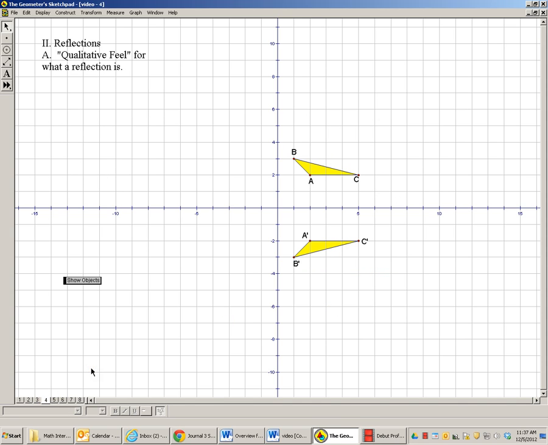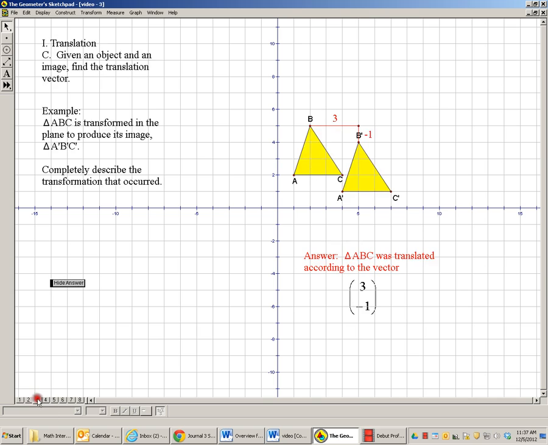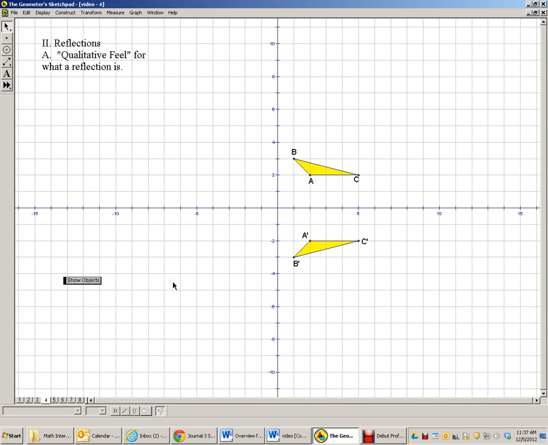Translation should be quite easy. Another option is you might be given a problem where you're given the image and you're given the translation vector, but you're not given the original object, and obviously then you would just reverse the translation vector, right? Because you need to go backwards to get from the image back to the object. So translations are pretty easy, I think. I'll talk about reflections for a little bit.